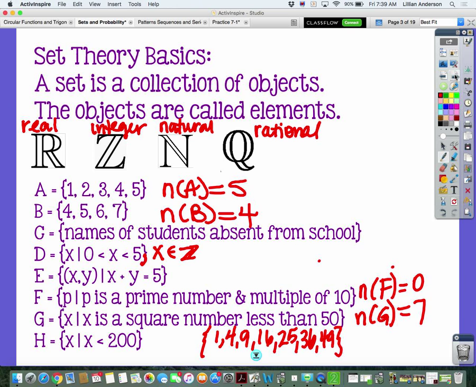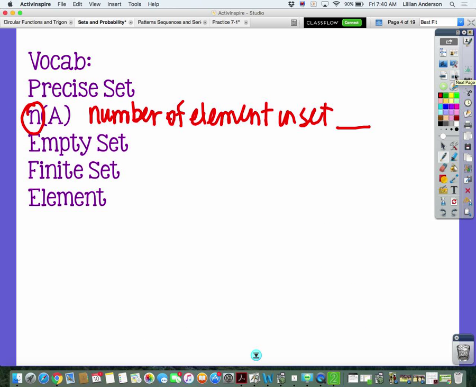So an empty set, which is our next vocabulary word, can be written like a 0 with a slash through it, or it can be written with curly brackets with nothing in between them. Those are the simple notations for an empty set, okay? That's basically when you have a set that has no elements, okay?